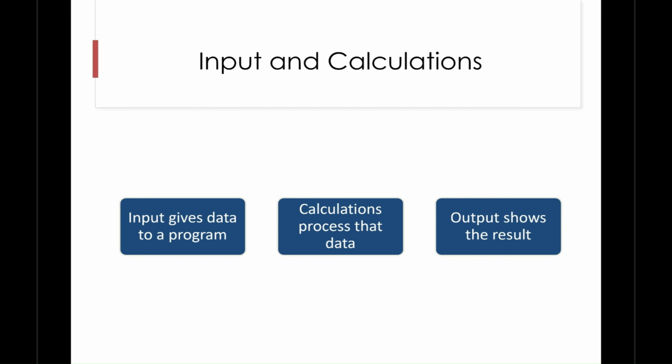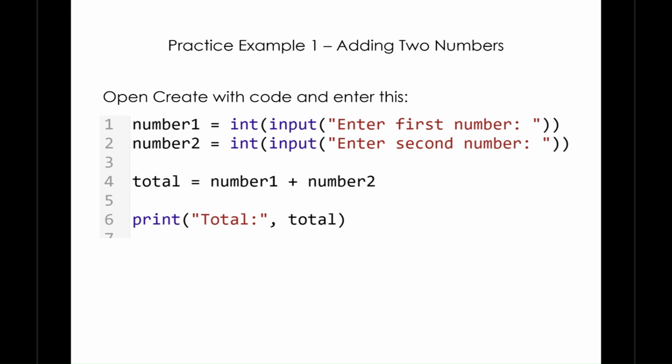What are input and calculations? So input gives data to a program. Calculations process that data, and output shows the result. This is the basic structure of almost every useful program. Let's have a look at some examples.